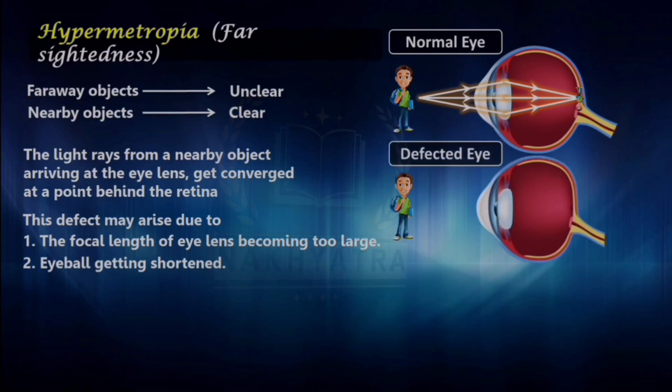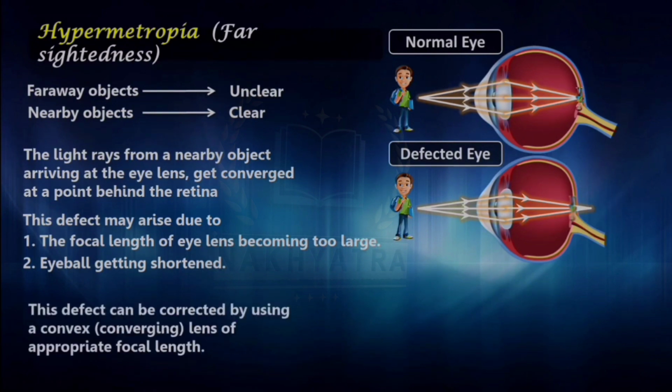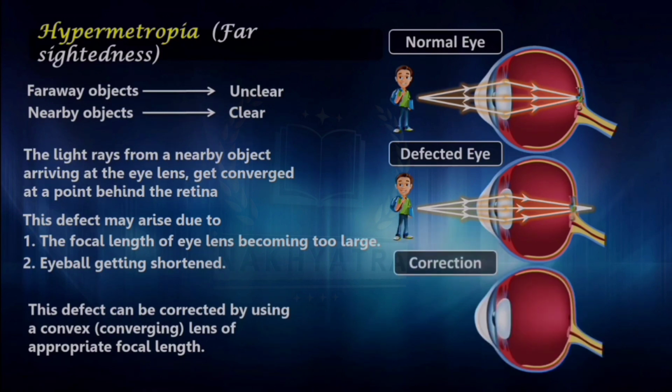Okay, now see here, this is the defected eye, and this is how the image forms on the retina in case of hypermetropia, where the light rays from a nearby object arriving at the eye lens get converged at a point behind the retina. Can you see here? Now, this defect can be corrected by using a convex lens of appropriate focal length. So, by using a proper focal length of a convex lens, this defect can be corrected.